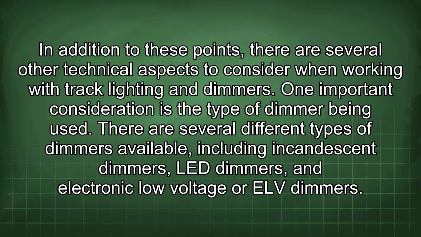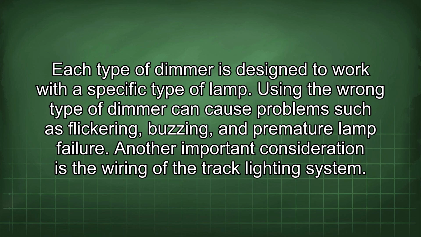In addition to these points, there are several other technical aspects to consider when working with track lighting and dimmers. One important consideration is the type of dimmer being used. There are several different types of dimmers available, including incandescent dimmers, LED dimmers, and electronic low voltage or ELV dimmers. Each type of dimmer is designed to work with a specific type of lamp. Using the wrong type of dimmer can cause problems such as flickering, buzzing, and premature lamp failure.